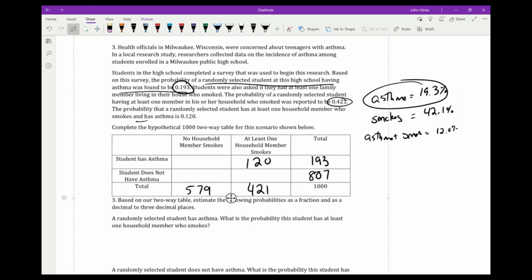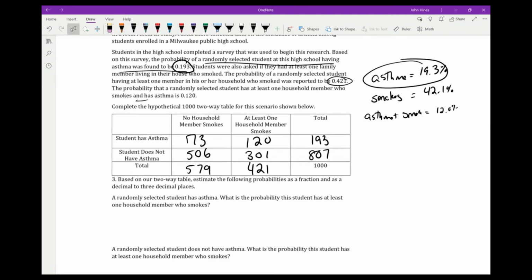So now we can fill in these other values here by subtracting. We get 73, which I think I can do in my head. I get 506. And then it doesn't matter which way you go, you end up with 301. So that's how we can fill in a two-way table. From these three probabilities, I can fill in all 8 of these boxes.